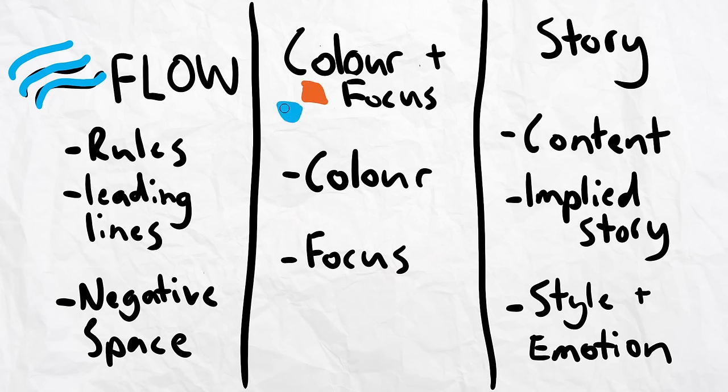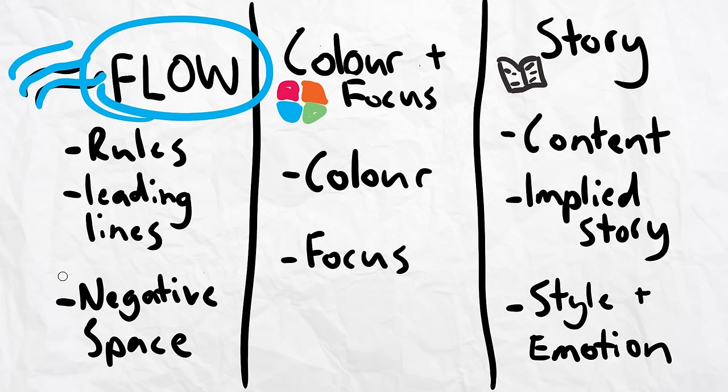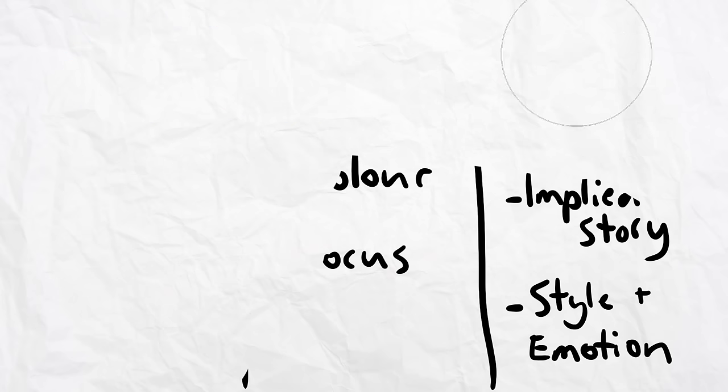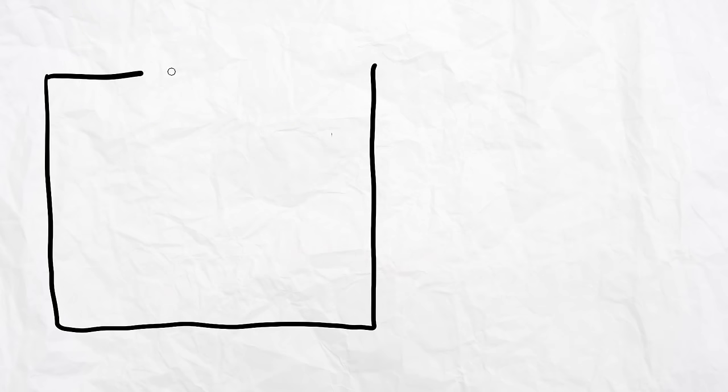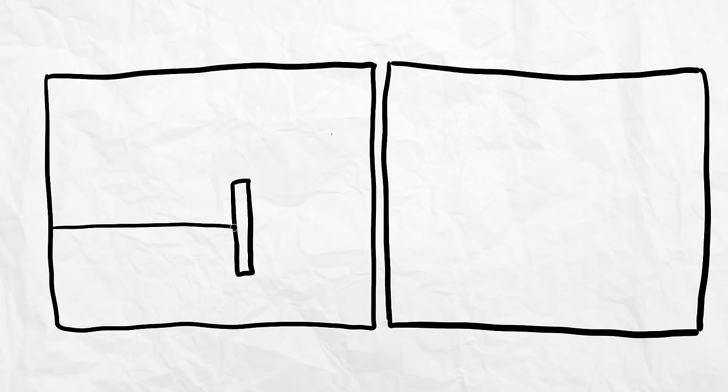Now I'm going to go through all of these sections one by one and show you, if you master all of these together, it's going to make your artwork or whatever you create way better, and you will get really good at composition. So let's start with number one, which is flow. I'm going to draw these two little scenes here, these compositions, and I'll show you how those three elements make up flow, which are the rules, the leading lines, and negative space.